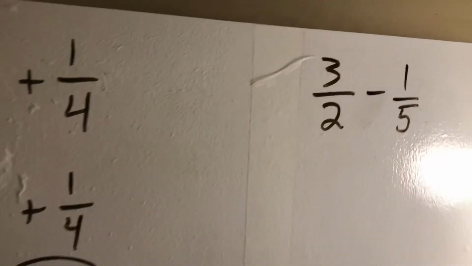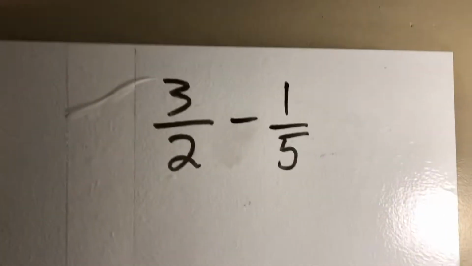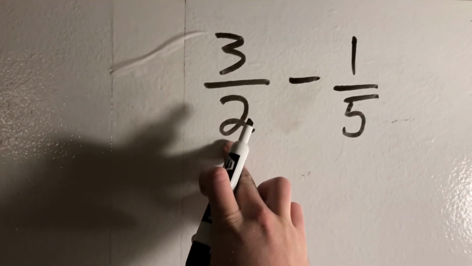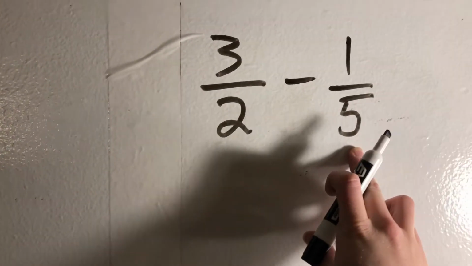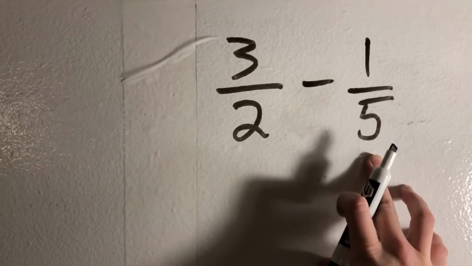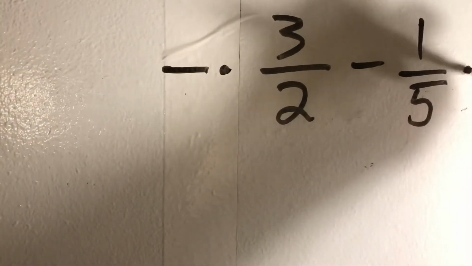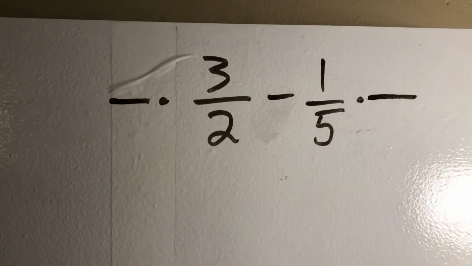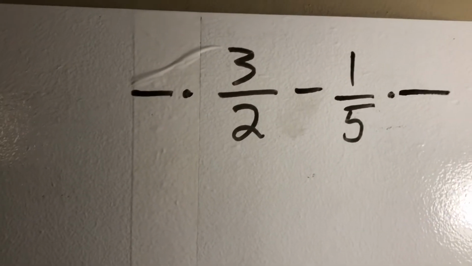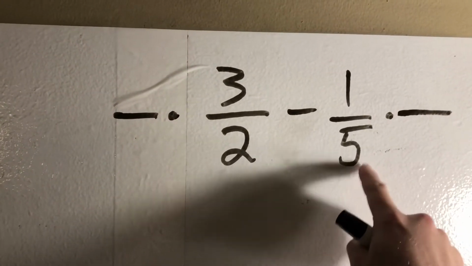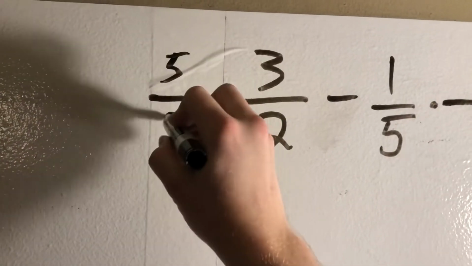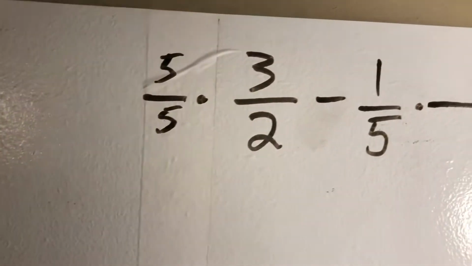Let's make it a little more complicated over here. Now I notice, can I multiply 2 times something to get 5? No, not a whole number. So sometimes you're going to have to multiply both fractions by something in order to get them to the same denominator. Now the easiest way to guarantee this will work is to take the denominator of your second fraction, and that's your multiplier for the first one.